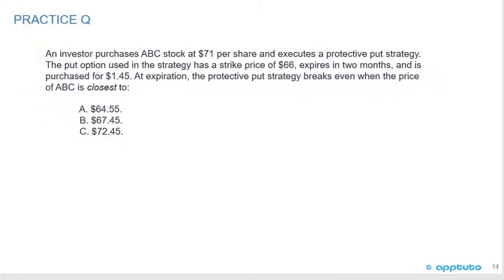So let's jump into a practice question on the protective puts. An investor purchases ABC stock at $71 per share and executes a protective put strategy. The put option used in the strategy has a strike price of $66. It expires in 2 months and is purchased for $1.45. At expiration, the protective put strategy breaks even when the price of ABC is closest to A, $64.55, B, $67.45, or C, $72.45.